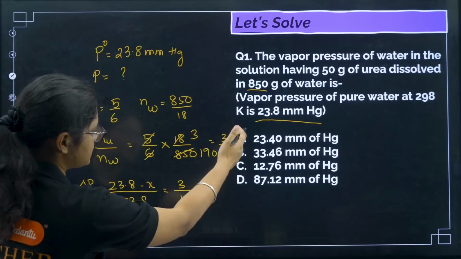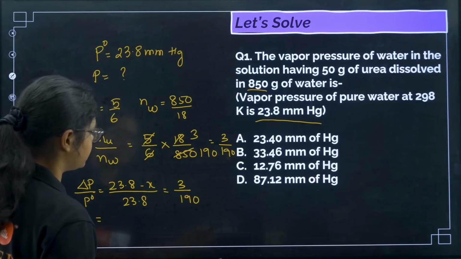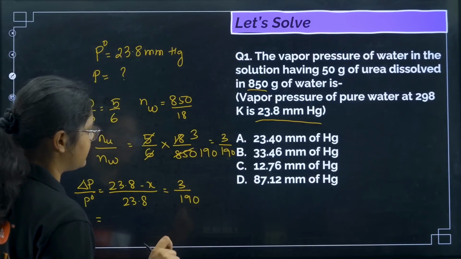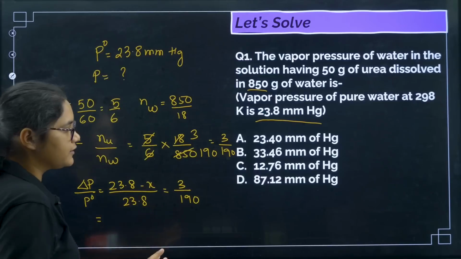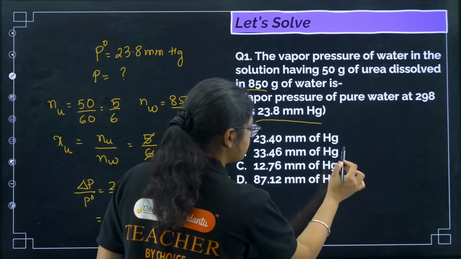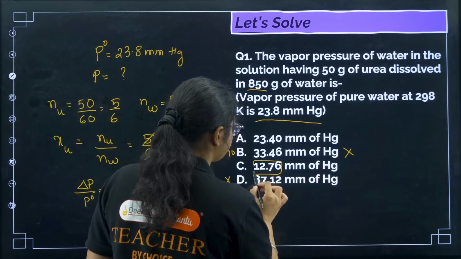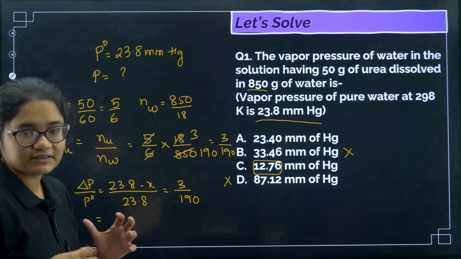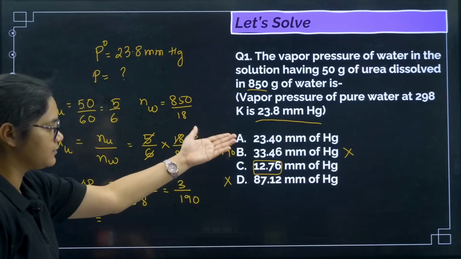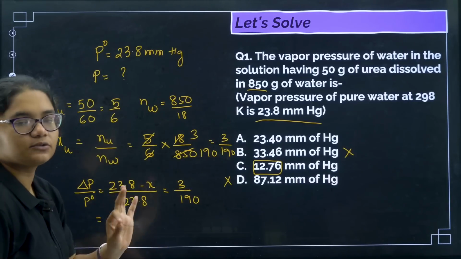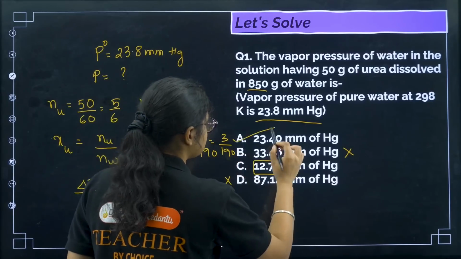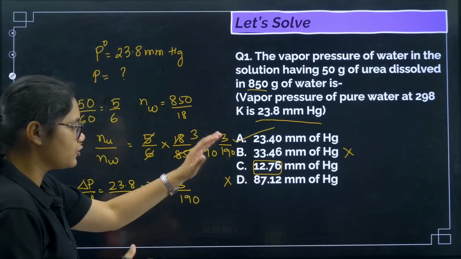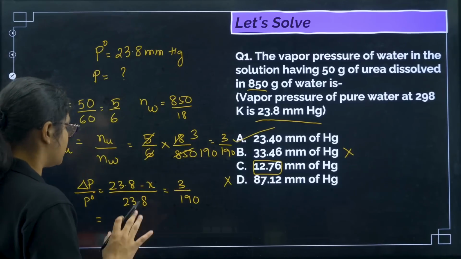Okay, so you can see the options are very far away from each other. And one more thing I'll tell you: the vapor pressure will decrease. The vapor pressure cannot increase, so definitely we can eliminate these two options. Now here you see the vapor pressure has decreased drastically, almost half, 23 to 12. That much decrease does not take place; a slight decrease takes place. So I think the correct answer will be option number A. By seeing the options you can easily guess the answer, but let me solve it.